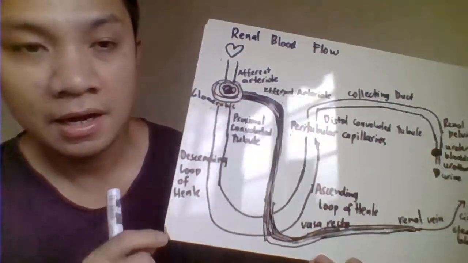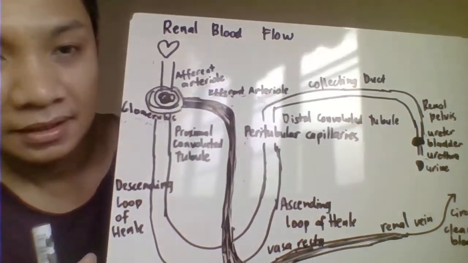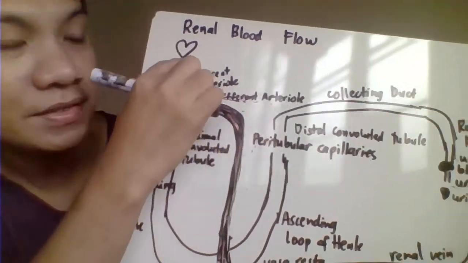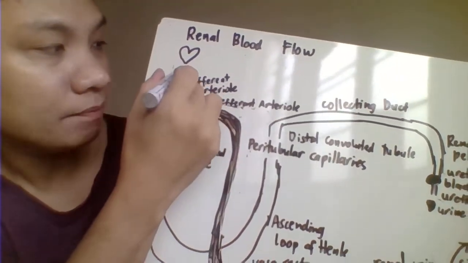Okay, for us to understand how your kidney is able to perform its functions through the different processes, we will first trace the flow of the blood from your heart as it tries to enter the kidney. So we'll be discussing here the renal blood flow. Hopefully you are able to follow how your blood enters. Basically, this is your heart, and your heart tries to pump blood.